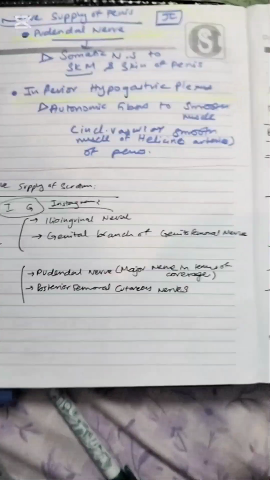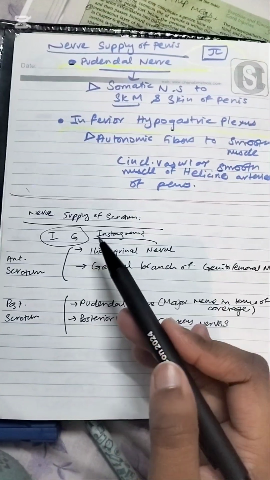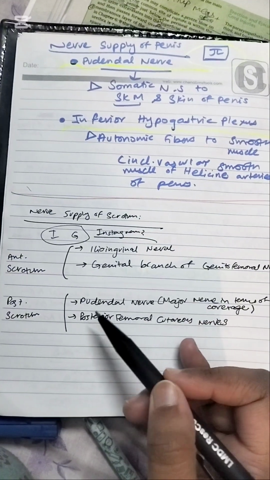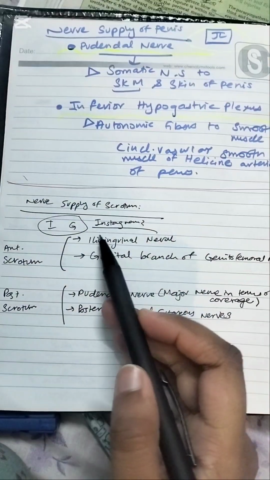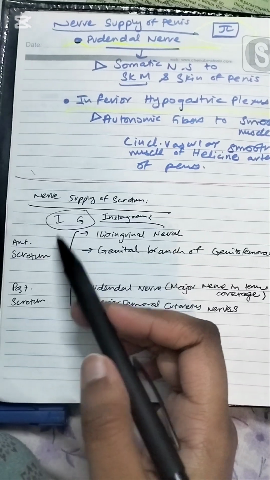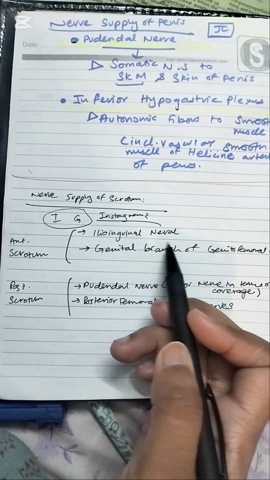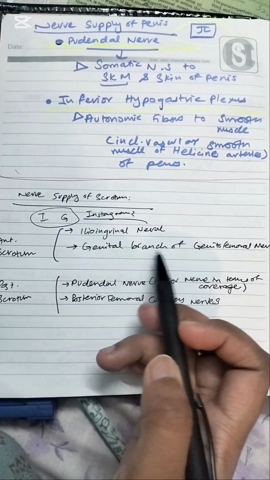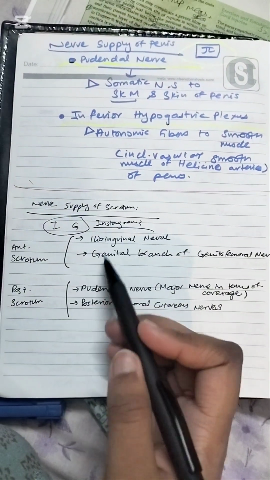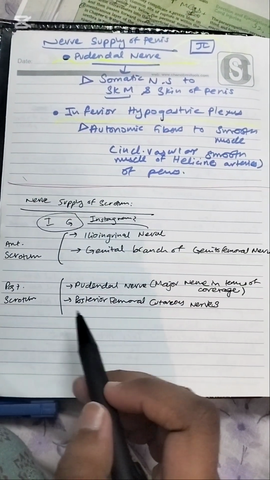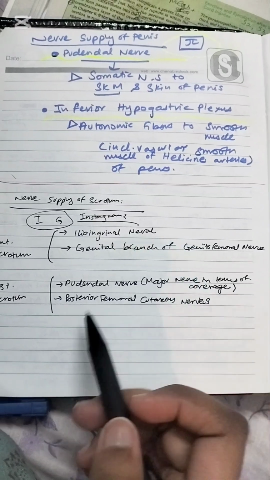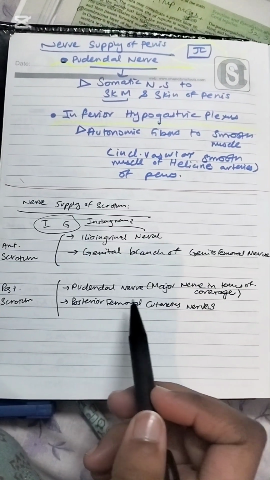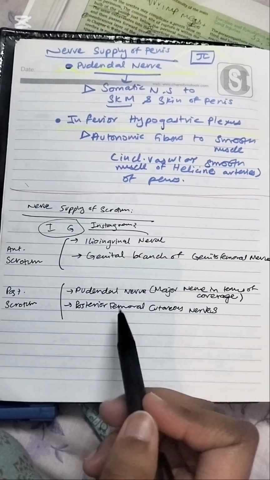Now let's talk about the nerve supply of the scrotum, which is a little bit difficult. So remember IG as in Instagram first, and then I want you to remember PP. Okay, Instagram profile picture. Just remember Instagram. So the nerve supply of the anterior scrotum is going to be the ilioinguinal nerve and genital branch of the genitofemoral nerve, IG. The posterior scrotum is going to be supplied by PP, which is the pudendal nerve, a major nerve in terms of coverage, and then also the posterior femoral cutaneous nerves, PFCN.